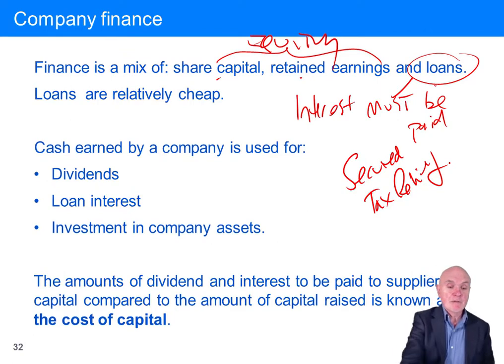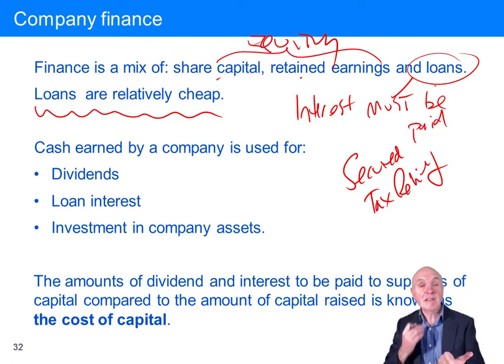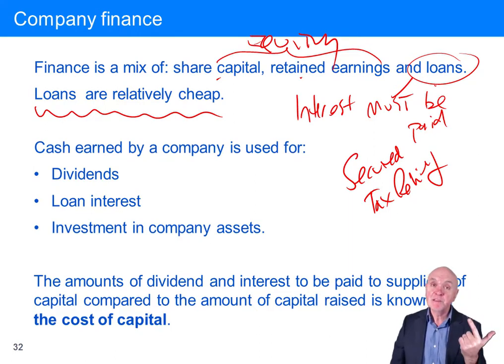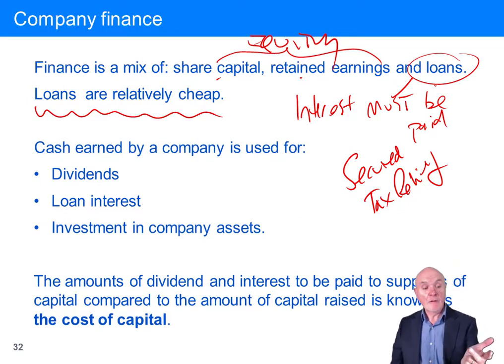And all of this means that loans are relatively cheap. You're more or less guaranteed to get the interest. If the company gets into trouble, you'll probably get your money back. You're certainly well up the list of paying back. And if your loan is secured, it has got a mortgage, if you like, on some decent asset of the company, then you're probably going to get the principal of the loan back as well. And also the company enjoys tax relief. So loans are relatively cheap for a company to issue.